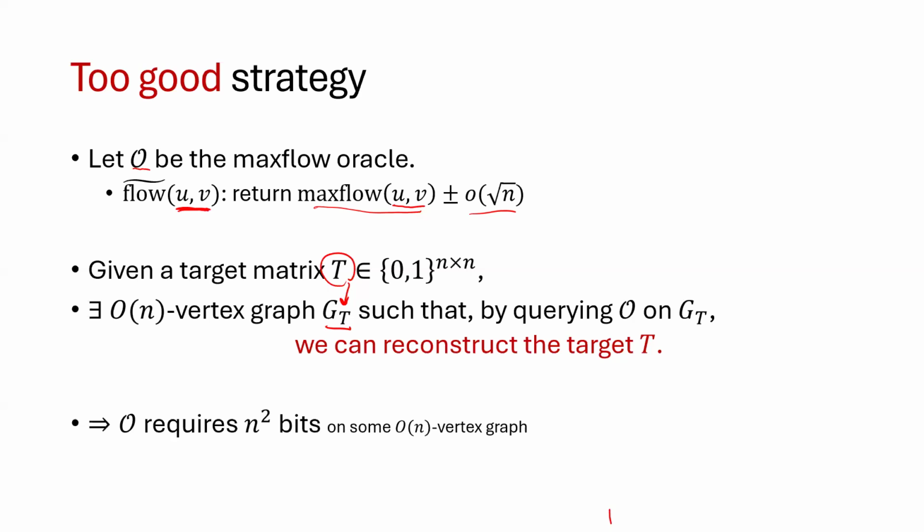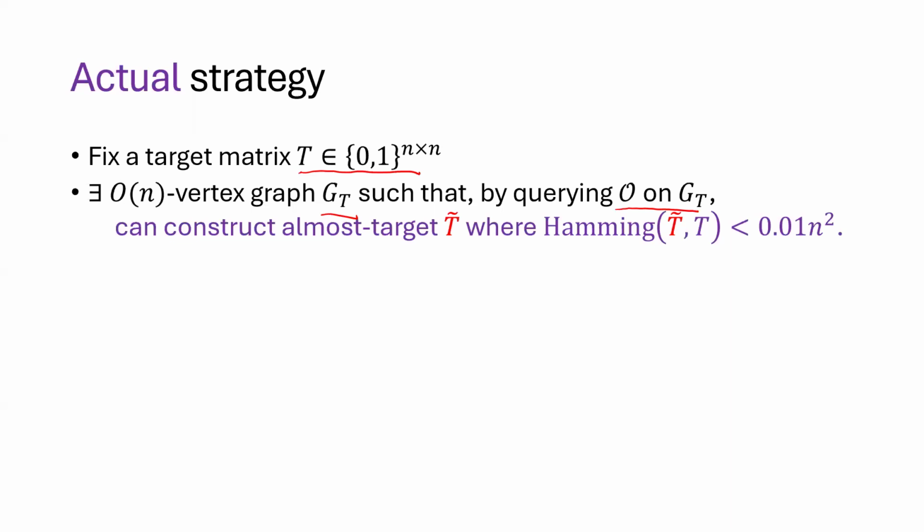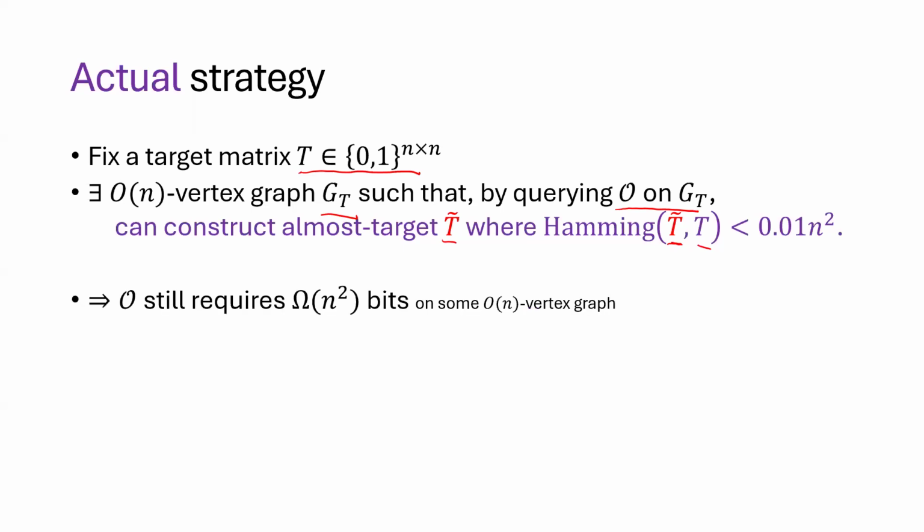Okay. So this is what we want to do, but we will not do quite this. What we're going to do instead is, we are given a target matrix that we want to encode. Then we construct some graph GT, such that when you use this too good oracle to query on the graph, you can construct an almost target, T tilde, such that the Hamming distance of T tilde and T is small, up to 1%. If you can do this, you are done too. Let's see why. If you can do this, then for some of the graphs, you still need n square bits. The oracle must spend n square bits on some of these graphs.